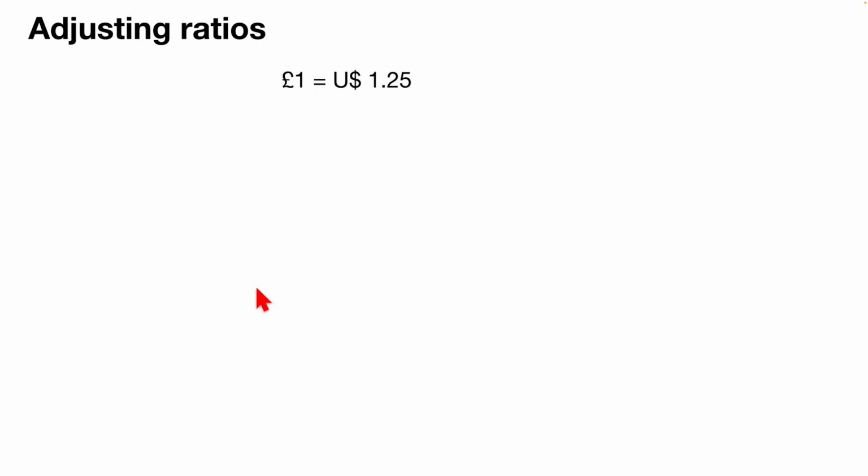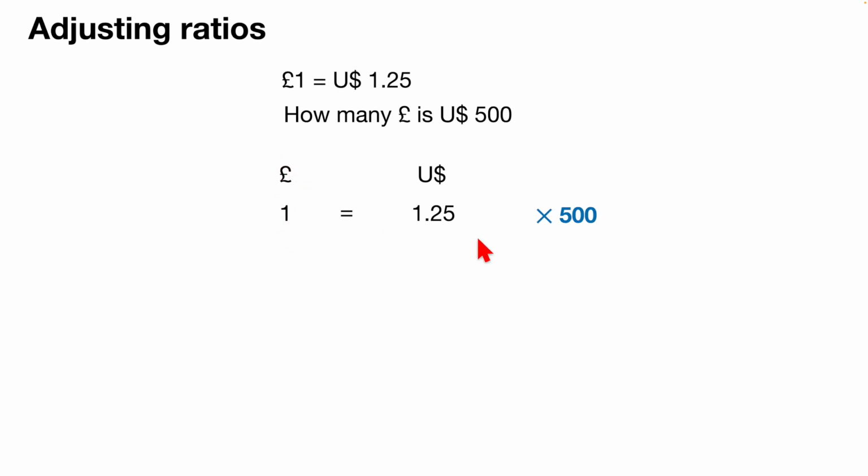Take the first one. £1 is equal to US dollars $1.25. How many pounds is US dollars 500? Well, we can write it like this, and we can look at this as if it's a ratio. 1 to 1.25 is pounds to US dollars. We can change the ratio to equals to make it sort of an equation that we're used to. Now, if we wanted to work with pounds, if, for example, we wanted to know what 500 pounds was, we could just multiply this by 500. And then we get 500 pounds is equal to 625 US dollars.